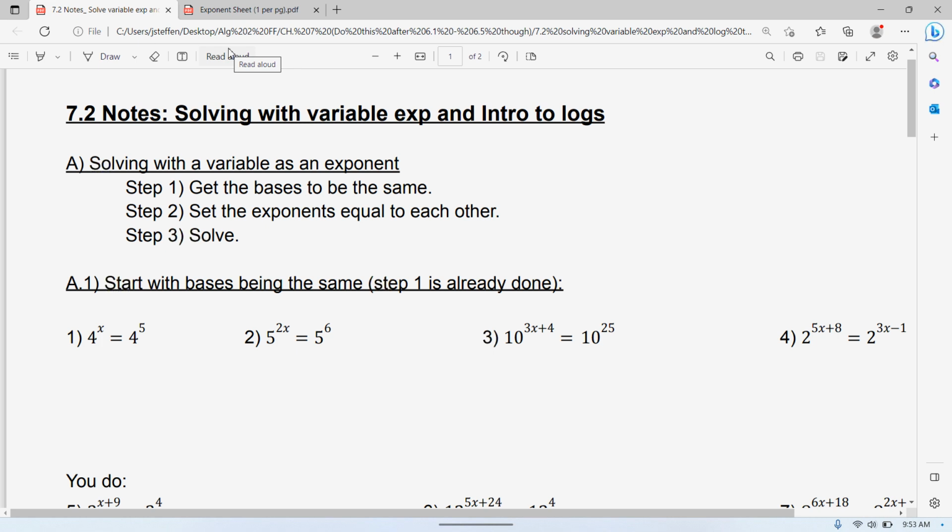Once you get the bases to be the same, step 2 is you're going to set your exponents equal to each other. And step 3 is you're going to solve. That solving step should be the easy part, because you guys should be pretty good at solving linear problems by now. You should have been pretty good at it in Algebra 1, but then here in Algebra 2, we've been doing it just about every chapter this year, so you definitely should be getting pretty good at that last part.